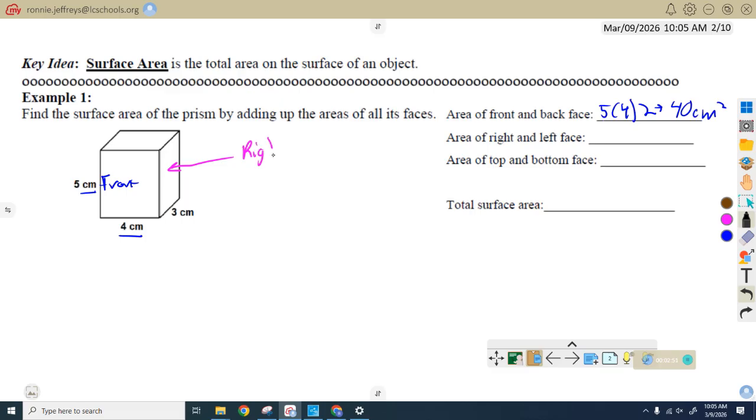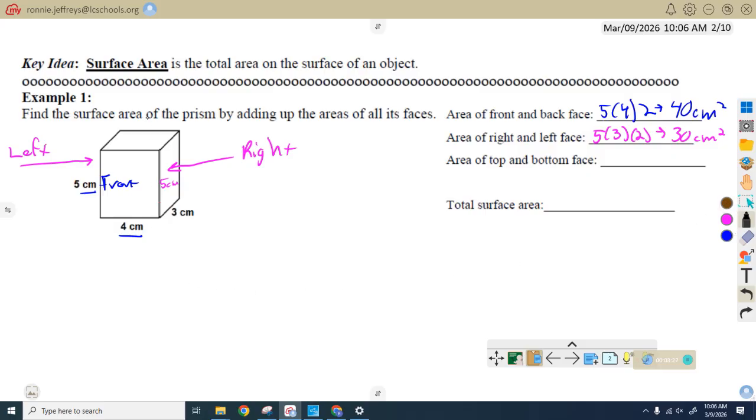Now, this is the right, and this one that we can't see is the left. Of course, I always loved it when in all my math classes I had to draw a three-dimensional figure on a two-dimensional sheet of paper. Makes zero sense. All right, so because this is 5 centimeters here, this would be 5 times 3 times 2. 5 times 3 is 15, times 2 is 30 centimeters squared.